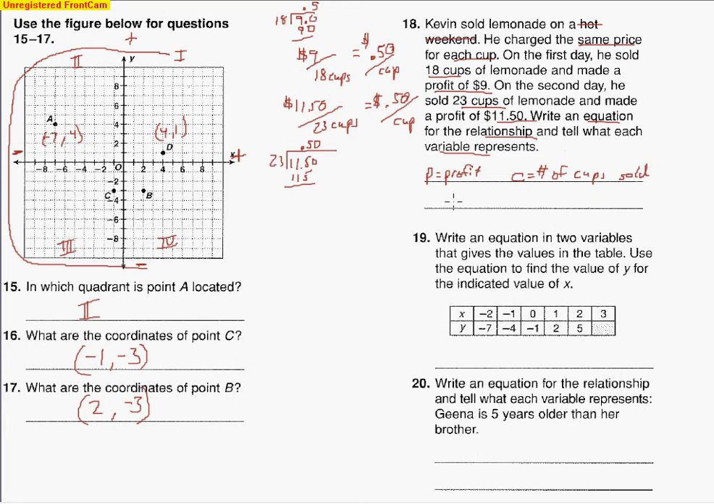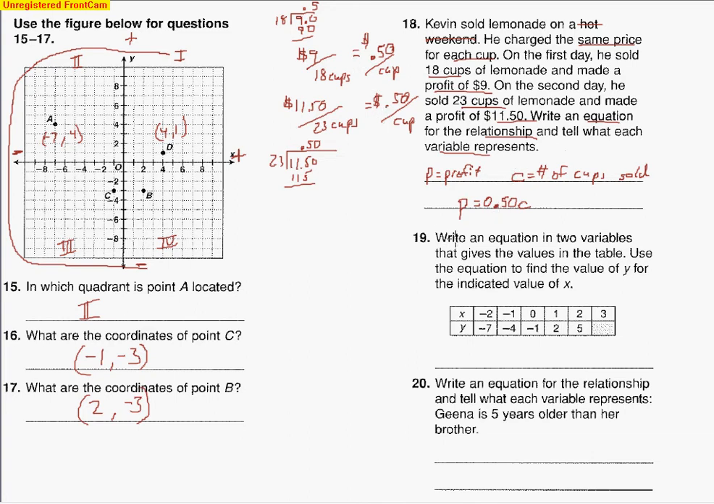So my equation would be this. The profit equals 50 cents times C. You see it works, because if I did the 18 cups times 0.5, I end up getting $9. If I did 0.5 times 23, that gives me $11.50. So that's the way the equation works. The important thing to do is use the information to find the rate first, and then you can write your equation.